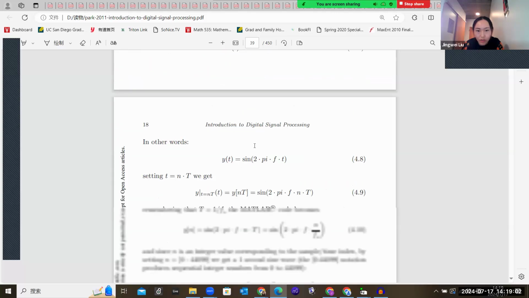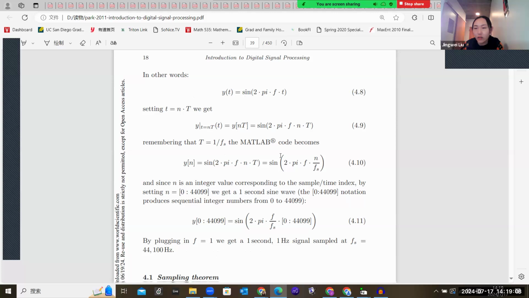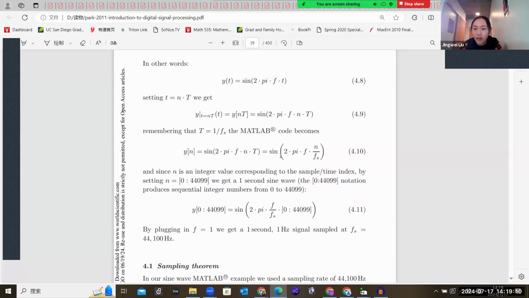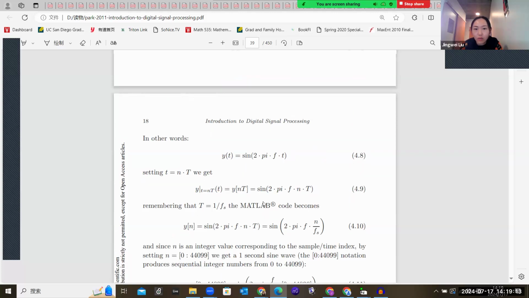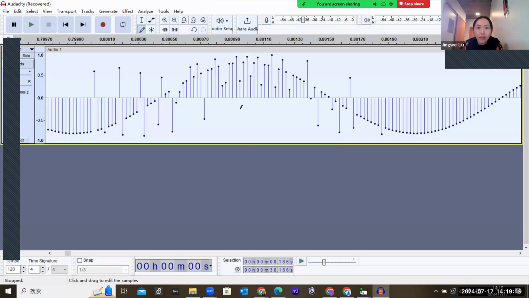And some calculation here, not important. Here it actually tells you how to use MATLAB to generate this, but we're not using MATLAB, we're using Audacity. It's the same. Okay, so how to use Audacity to generate a sine tune like this? So now you go to this interface.